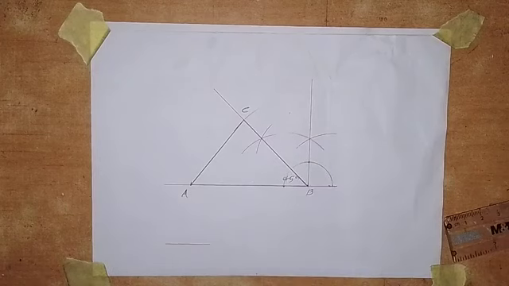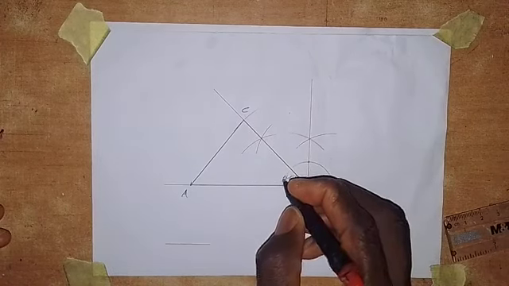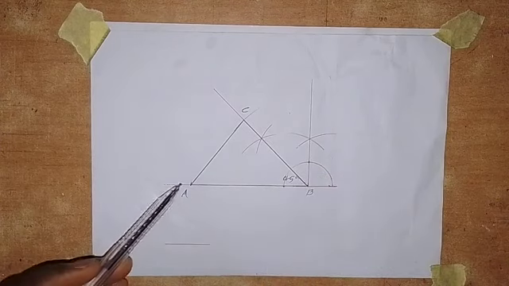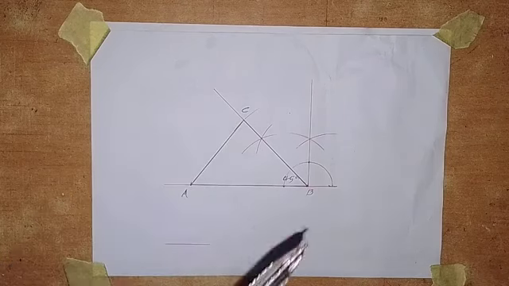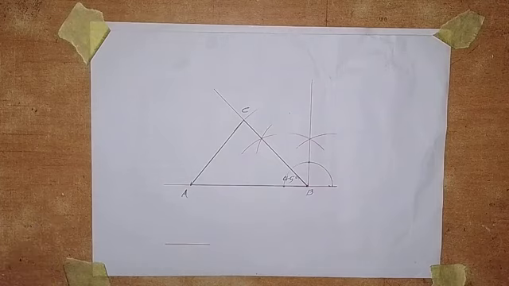Okay, now the next thing that we are going to do is to draw a circle that will touch point A, touch point B, and touch point C. So that is the next thing that we are going to do. Now, this circle that we are to construct is known as a circumscribed circle. A circle that touches the three vertices or the three points of a triangle is called a circumscribed circle.